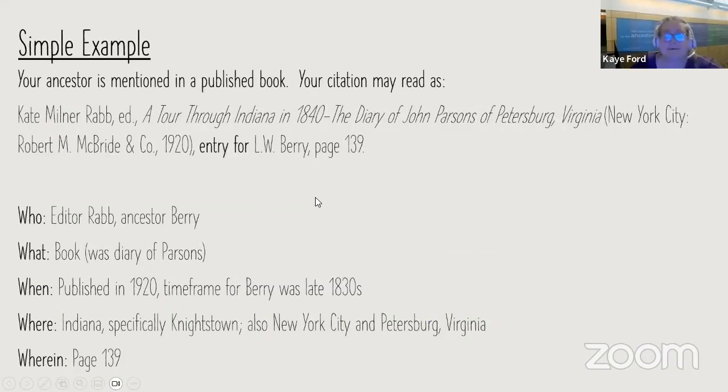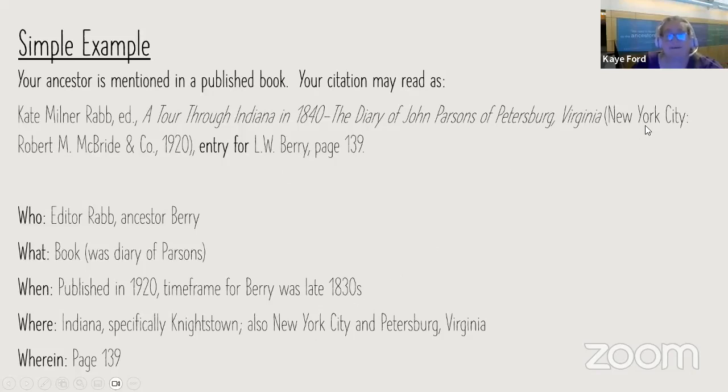So a very simple example: you find your ancestor in a published book. Your citation may read as follows. The who is the editor of the book, Kate Rabb, or Robb, I'm not sure which, but it also is L.W. Barry. The what is the title of the book. The when is the book was published in 1920, and the time frame for Barry was the late 1830s. The where is Indiana, and that's in the title of the book, specifically Knightstown, Indiana. That's where L.W. Barry is found.